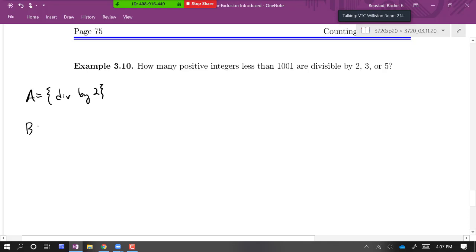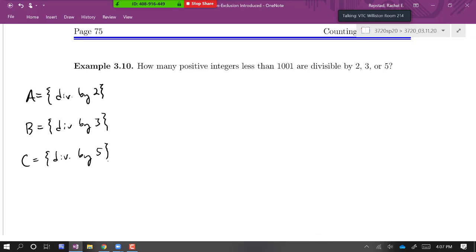We'll let B be the set of integers that are divisible by 3. And we could let C be the set of integers that are divisible by 5. Positive integers less than 1001 means there's a total of 1,000 integers from 1 to 1,000. Let's figure out the size of each of these sets.